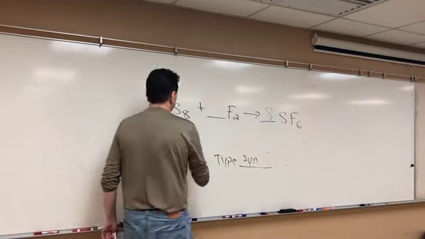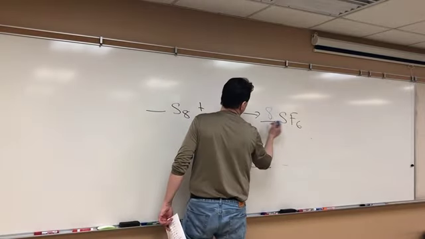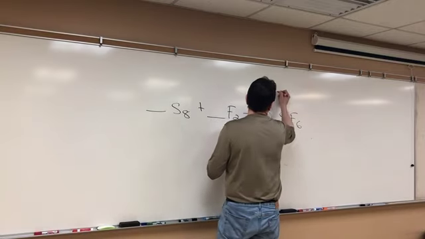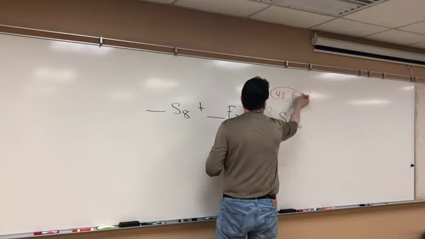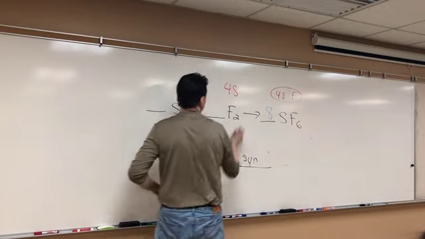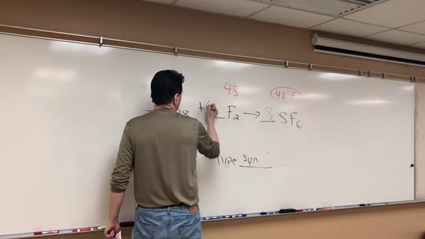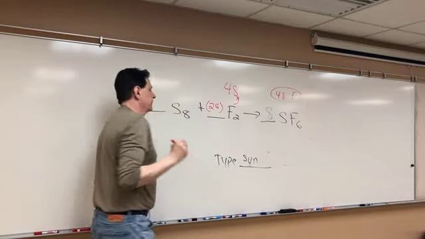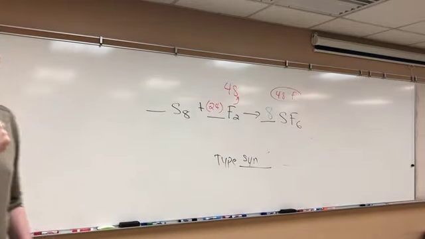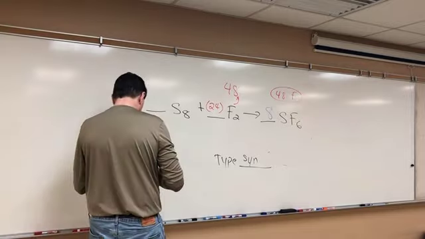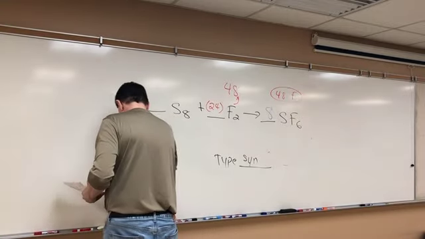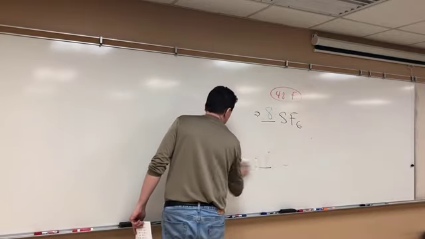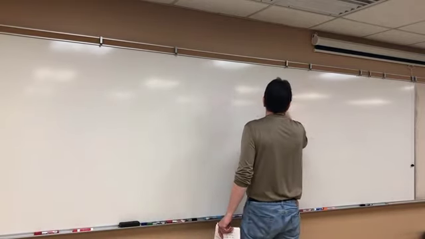I fixed my sulfur problem, but I've created a fluorine problem. 8 times 6 is 48, so I have 48 F on this side. I need 48 on this side. So some number times 2 is going to give me 48, and I like 24. And that takes care of that one. Stick a fork in it. It is done. All right. On to the last one.